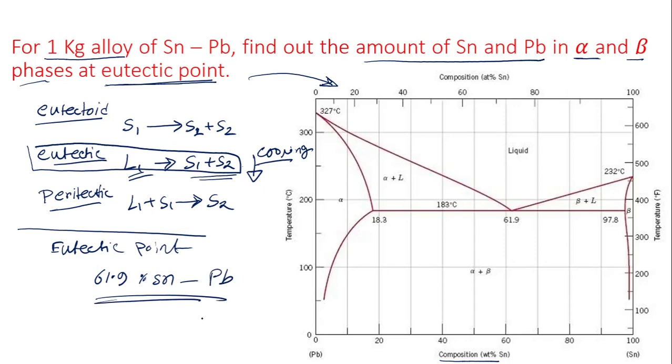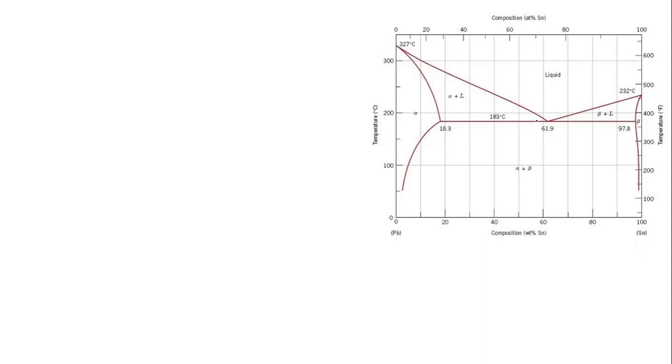So this is our first point we have to observe and write down. What is the percentage of Sn and Pb, or the alloying element, at that particular point where we have to solve the question? Next, what they ask: find out the amount of Sn and Pb in alpha and beta. So first we have to find out the alpha and beta. Okay, so let's find out the percentage of alpha and beta in this point. So percentage of alpha and percentage of beta.